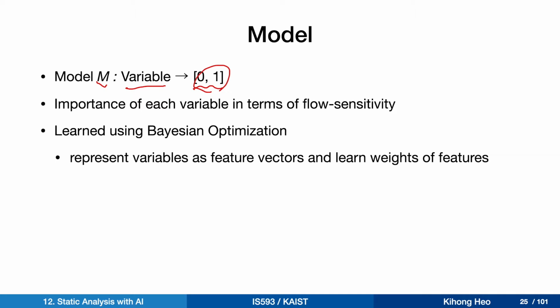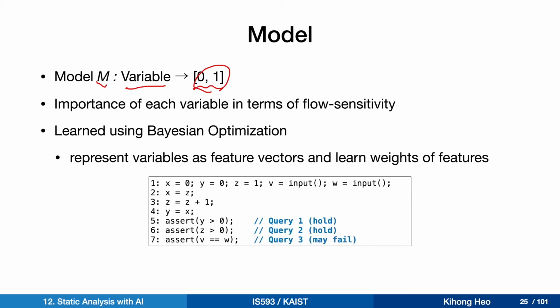The high-level idea of learning is to represent variables as feature vectors and learn optimal weights for the features so that the model describes the actual importance of each variable. It's quite a common way to learn some model, right? So here is the same example. In this case, to prove these queries, the question is which variable is more important in terms of flow sensitivity than others. So let's take a look at this example.